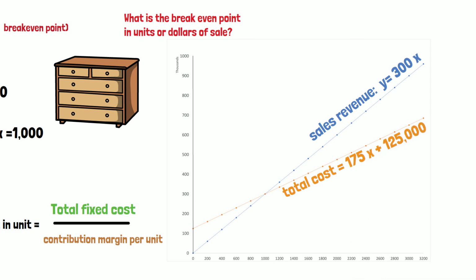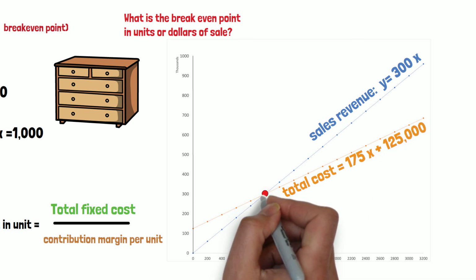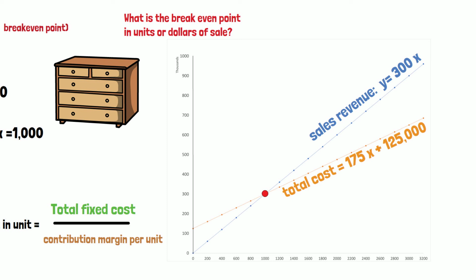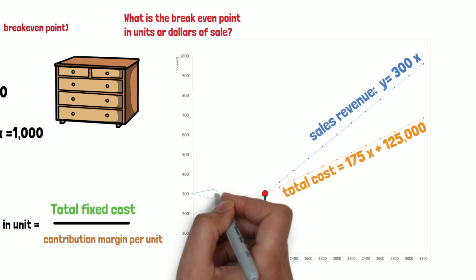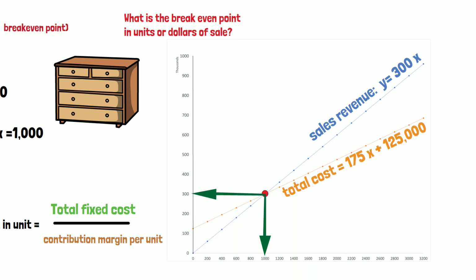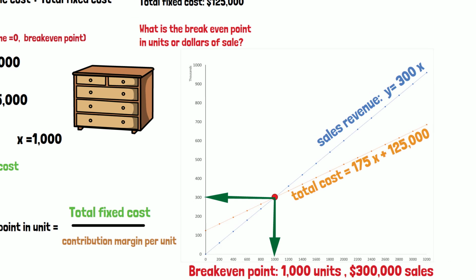Okay. So then the two lines will cross at a point, and it's in the red dot. And we can see this red dot corresponds to 1,000 units and $300,000. So this is my break-even point, the red point. So it's either in units, 1,000 units, or in dollars of sales, it's 300,000.